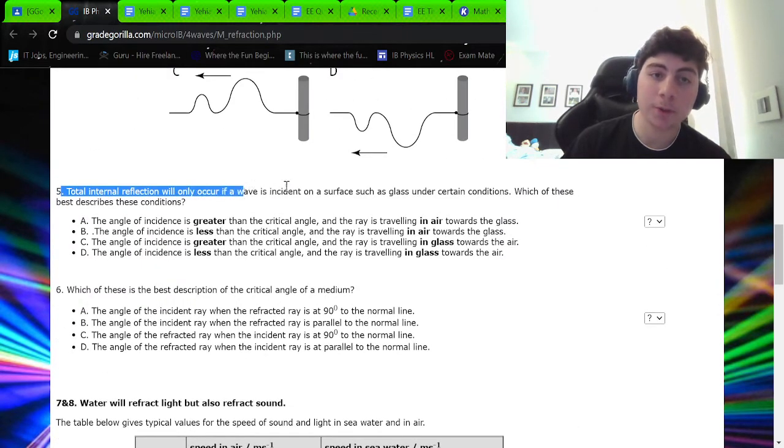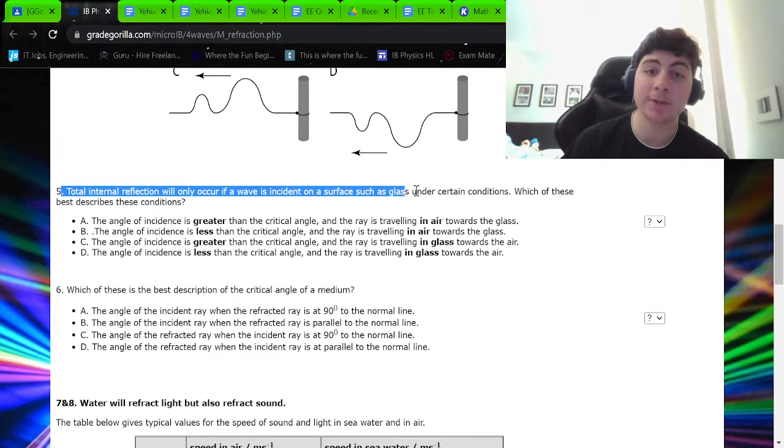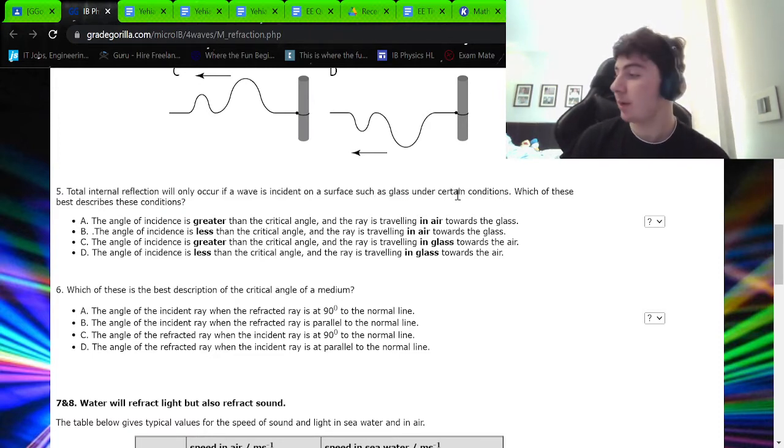Total internal reflection will only occur if a wave is incident on a surface such as glass under certain conditions. Which of these best describes these conditions?